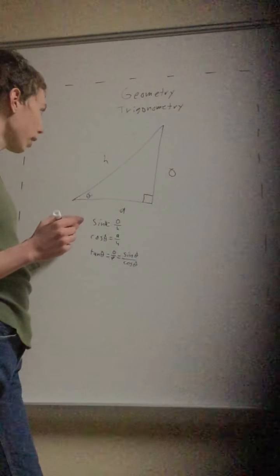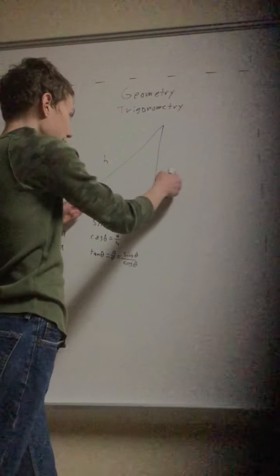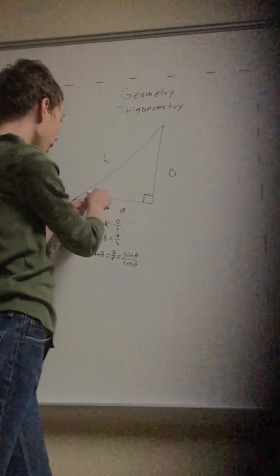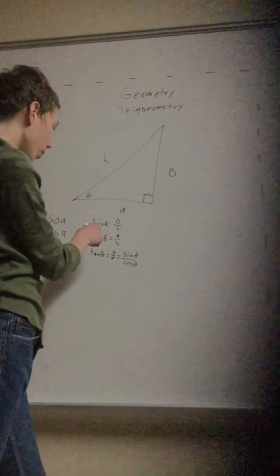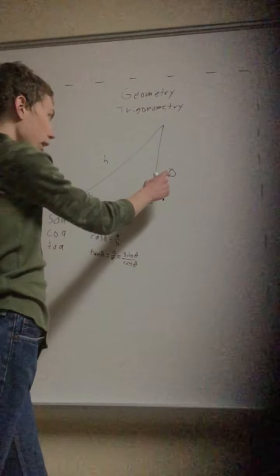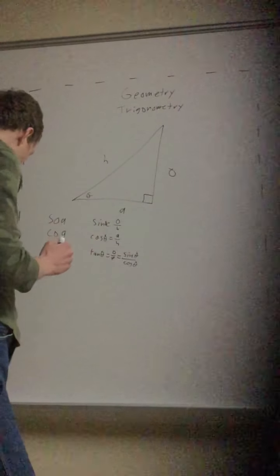One of the cool things about this is that no matter what size the triangle is, as long as it has a right angle and this angle, these ratios will always be the same. And that's why we can uniquely talk about the sine or the cosine as being the value of these ratios.